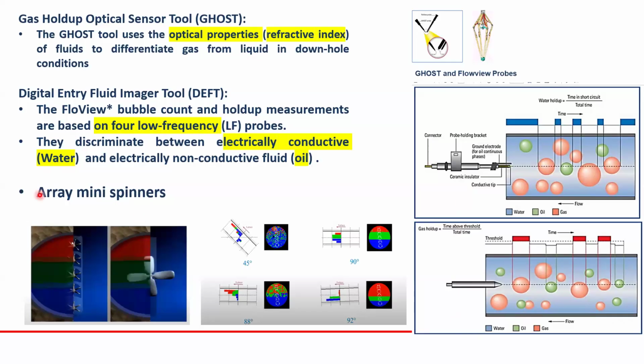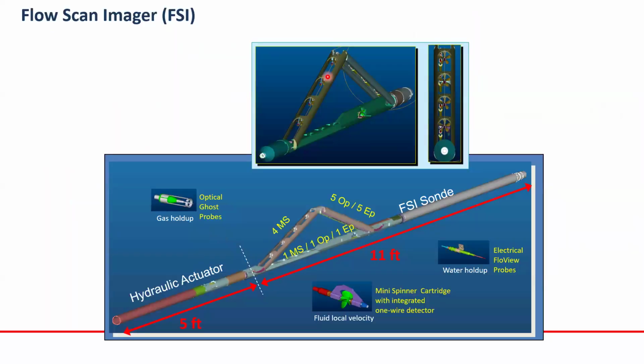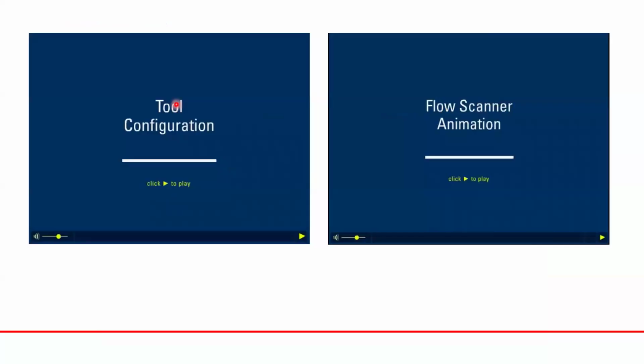Then the array spinner, I will show you what that means. This is the array spinner. We have this tool, called the FSI, Flow Scan Imager. It has GHOST, we have DEFT, and we have many spinners, four on this side and two on this side and one at the bottom. And we have electrical flow about five optical or GHOST and five DEFT. I hope it worked.